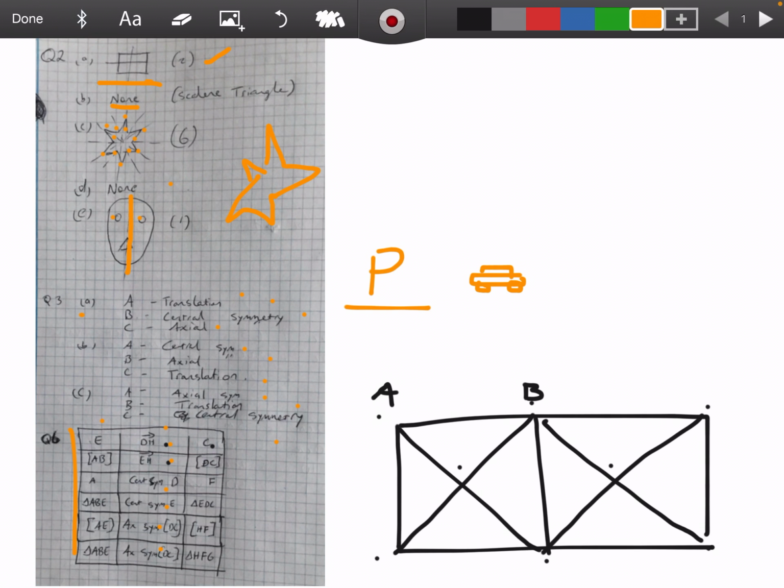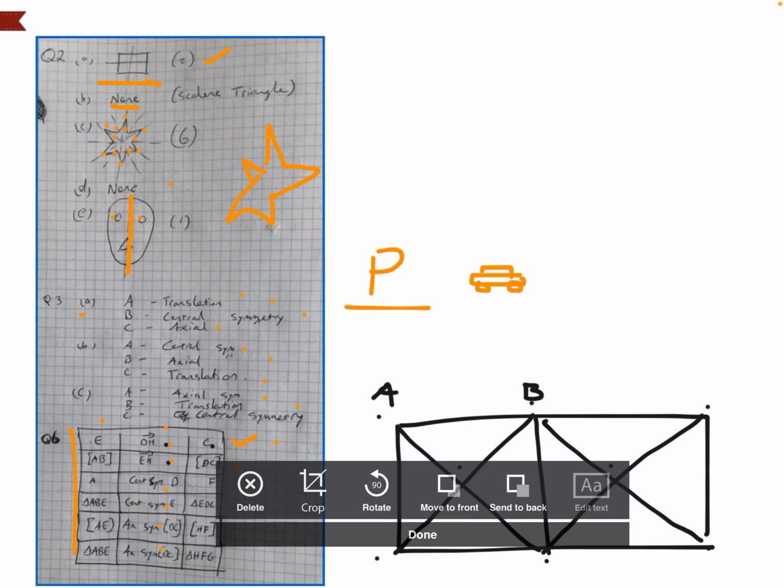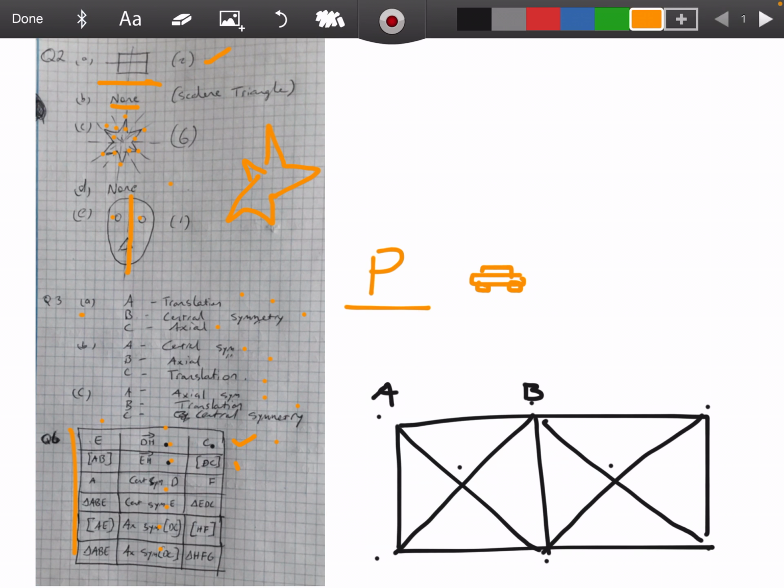So you can see for the first one, we've got the point C, then we've got the segment DC, the point F, the triangle ABE under central symmetry gets moved to become a triangle EDC. The line segment goes through axial symmetry, becomes HF, and the triangle ABE under axial symmetry through DC gives us another triangle HFG, or any combination of those letters. It doesn't matter what order they're in.